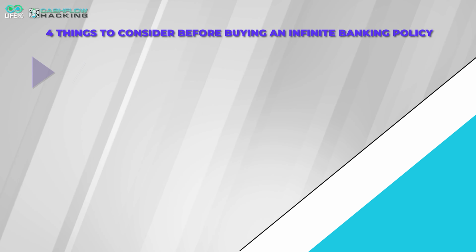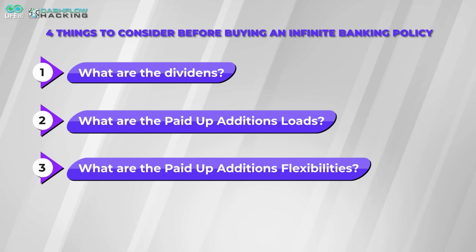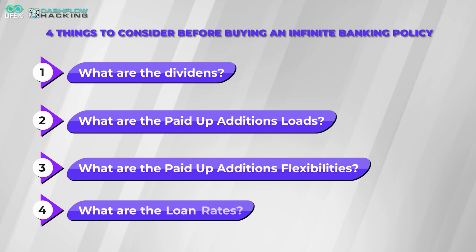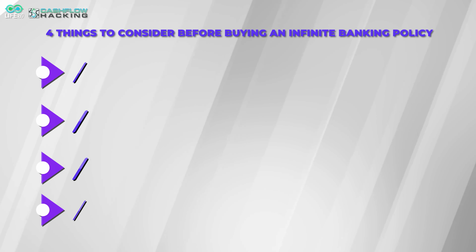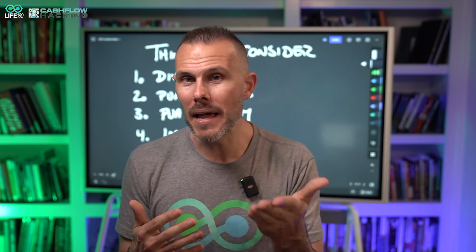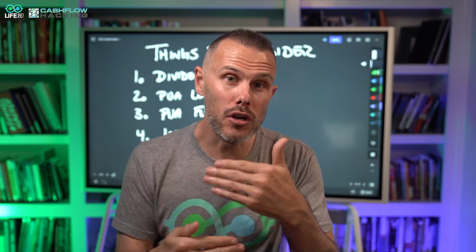But those are the 4 things we got to consider: what are the dividends? What are the paid up additions loads? What are the paid up additions flexibilities? And what are the loan rates? Those are 4 things that I think get really overlooked when it comes to designing whole life insurance policies. And not just designing them, but when you're making a decision as to what policy is best for you, those are the 4 things that, if you're looking at leveraging the money, those are the 4 things you need to consider.